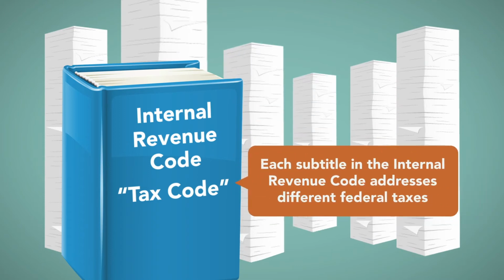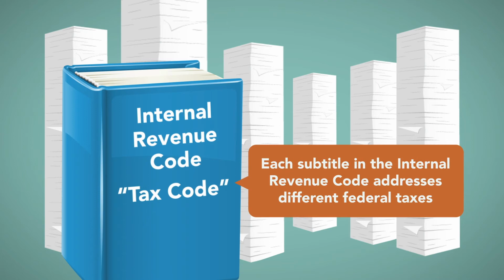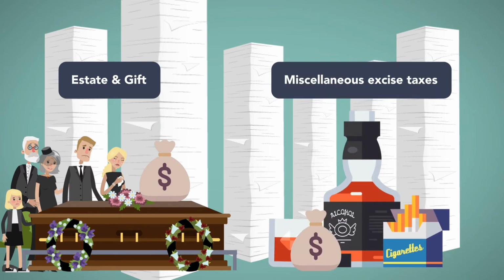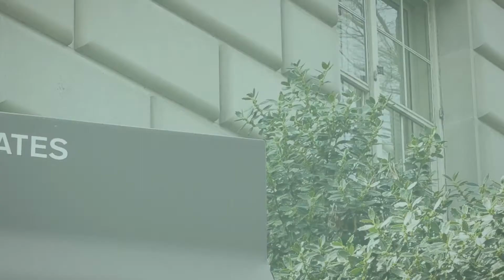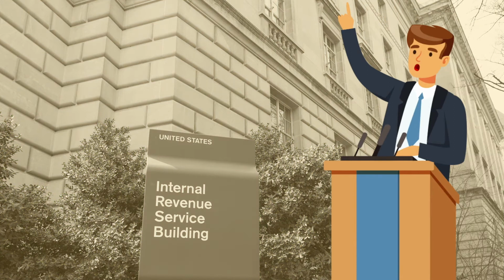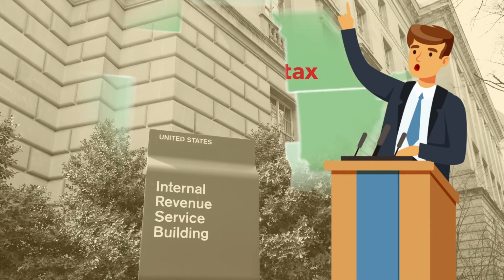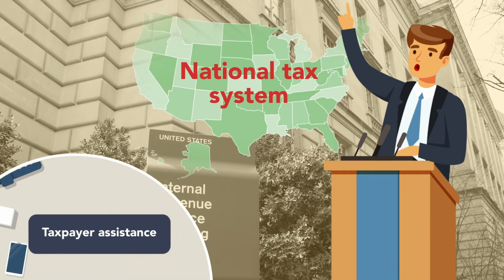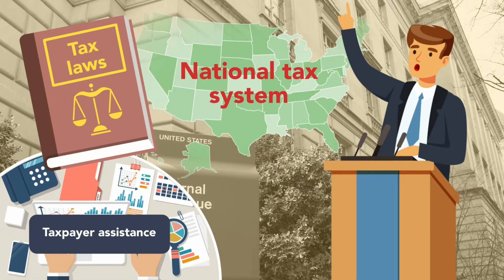Each subtitle in the Internal Revenue Code addresses different federal taxes, beginning with federal income tax, and then continuing with the estate and gift taxes and miscellaneous excise taxes, as well as alcohol, tobacco, and certain other excise taxes. The Internal Revenue Service is a federal agency in the Department of the Treasury responsible for enforcing federal tax law. The Secretary of the Treasury oversees the IRS, and the agency is responsible for most of the day-to-day activities necessary for the national tax system to function. This includes offering taxpayer assistance as appropriate and enforcing tax laws.